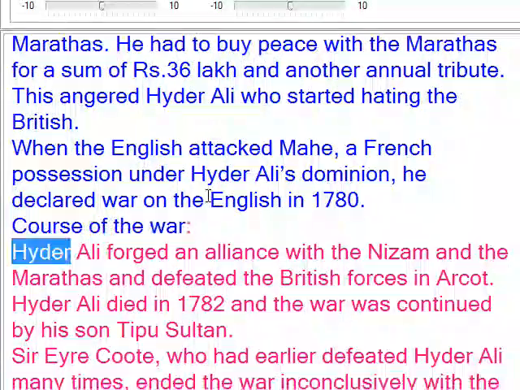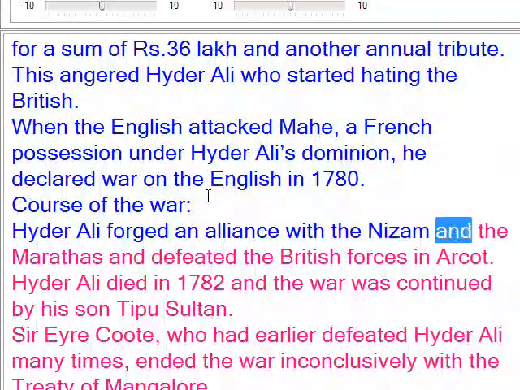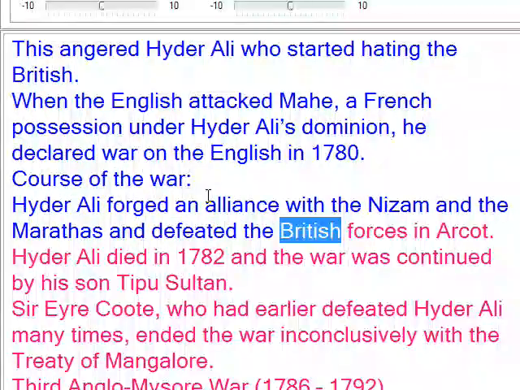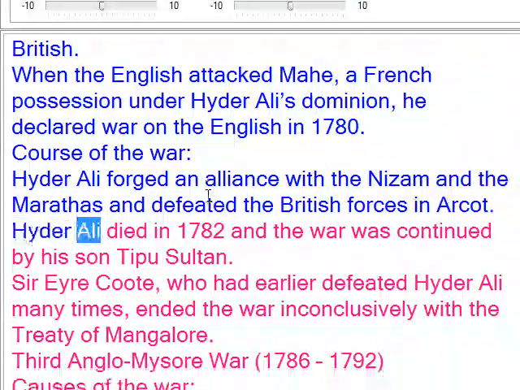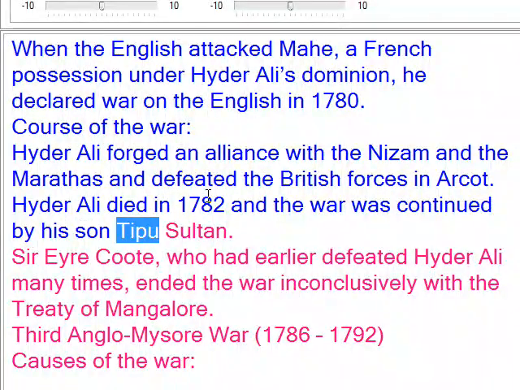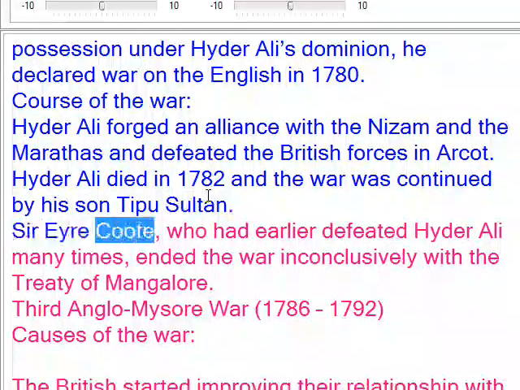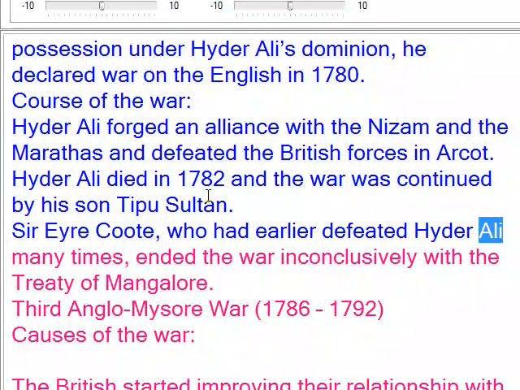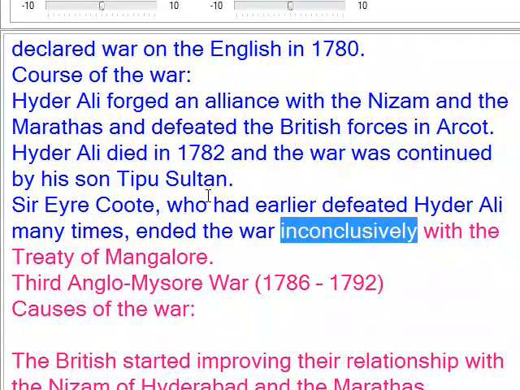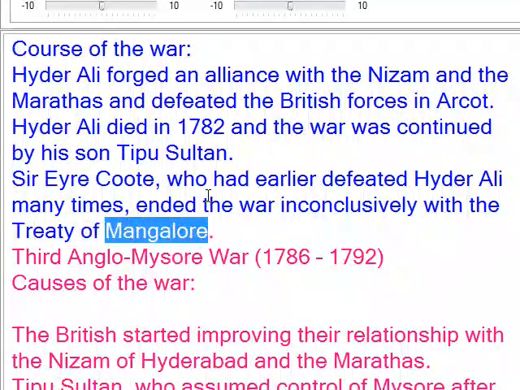Course of the war: Hyder Ali forged an alliance with the Nizam and the Marathas and defeated the British forces in Arcot. Hyder Ali died in 1782 and the war was continued by his son Tipu Sultan. Sir Eyre Coote, who had earlier defeated Hyder Ali many times, ended the war conclusively with the Treaty of Mangalore.